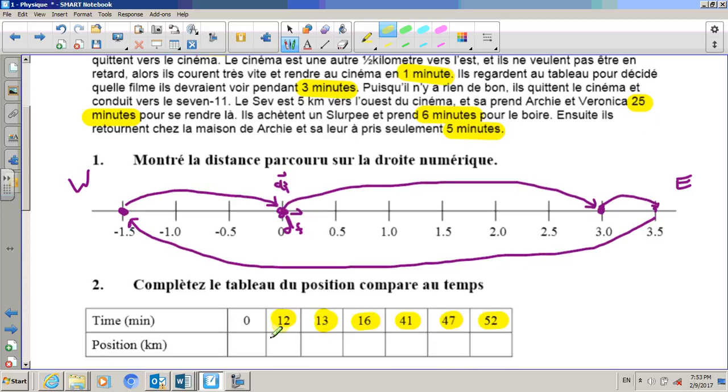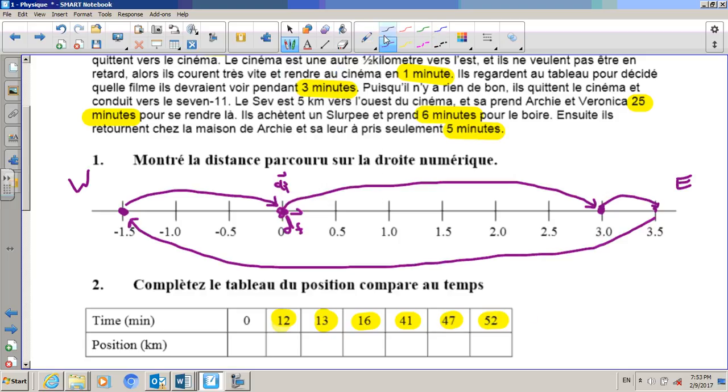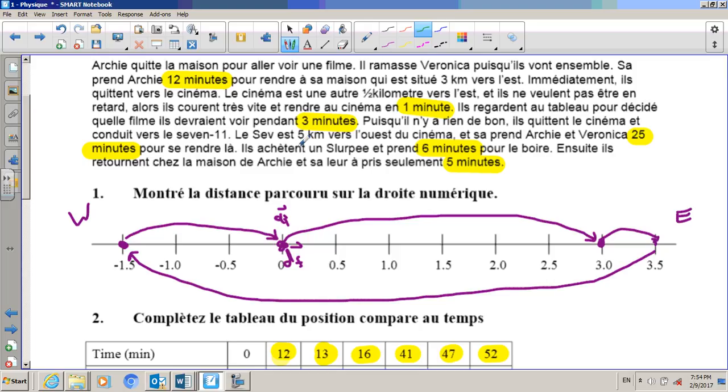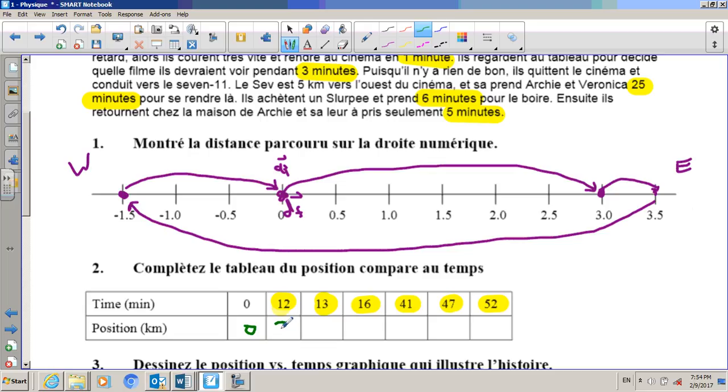Maintenant, ce qu'il faut faire, c'est identifier où est-ce qu'ils sont à chacun de ces intervalles de temps, chacune de ces minutes. So, on va suivre l'histoire encore. So, où est-ce qu'ils sont à 0 minutes? Maison de Archie qui est 0. Ensuite, il va ramasser Veronica. Ça, c'est 3 km vers l'est. Alors maintenant, il serait à 3.